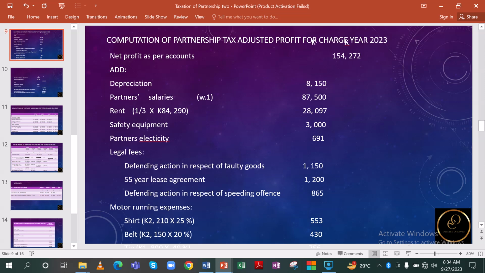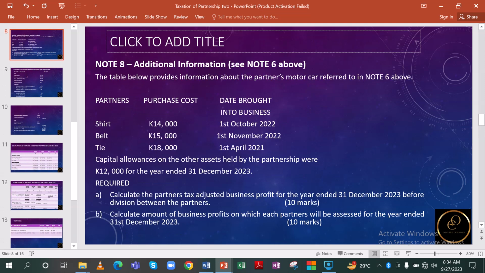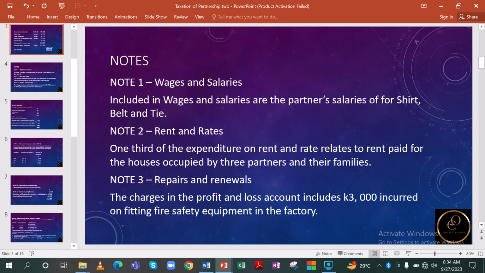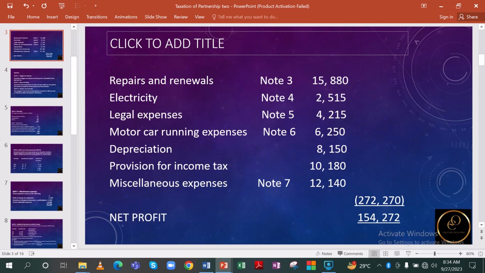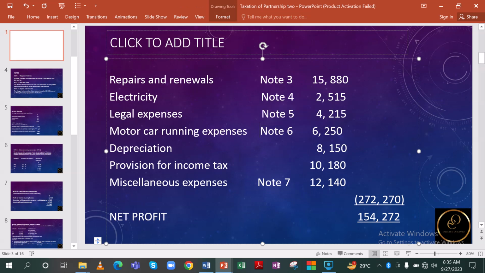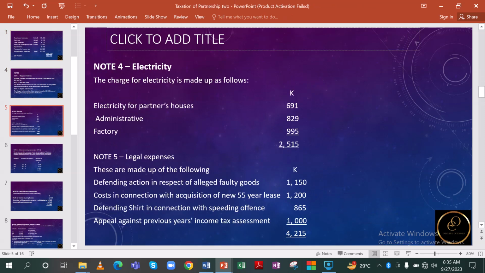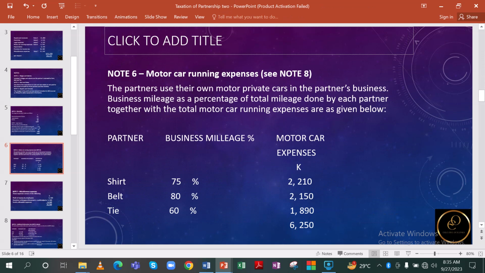So we go back and find out what else is there in the income statement. The income statement further leads us to look at motor running expenses, 6,250. So what happens with 6,250? Let's look at the effect of note 6. So we check what note 6 will tell us. Note 6, what does it tell us?